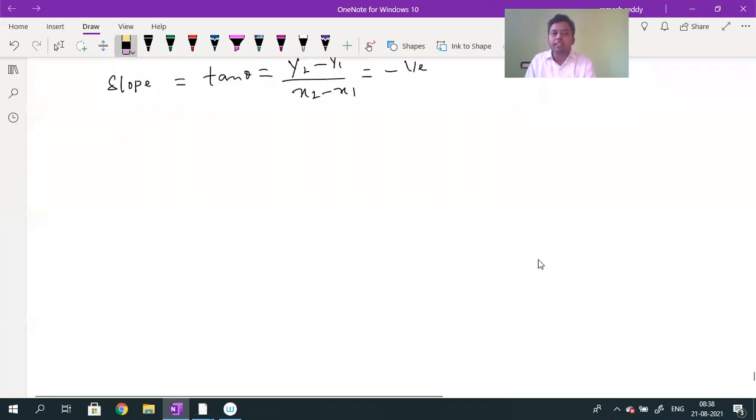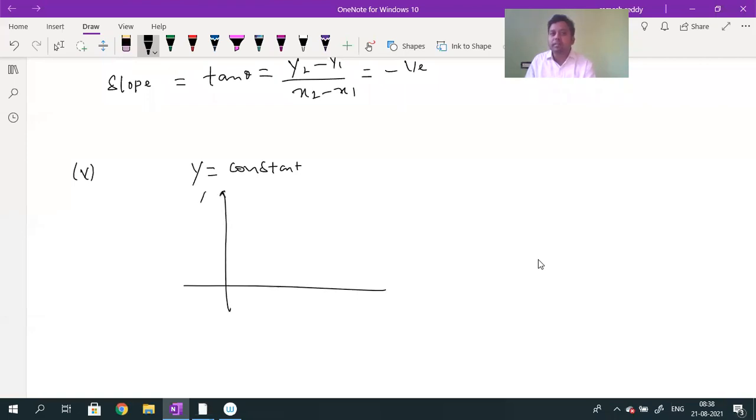So this is the fifth point. Whenever y is constant, what is the shape of the graph? Whenever the y coordinate is constant, if I plot the graph between y and x, the y value will not change. Whenever the y coordinate is constant, the graph is a straight line parallel to the x-axis. Whatever x you take, the y value will remain the same.